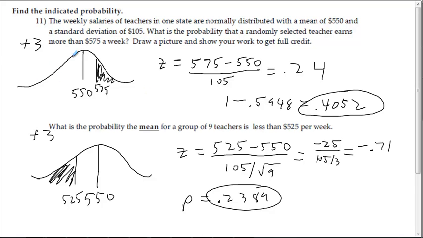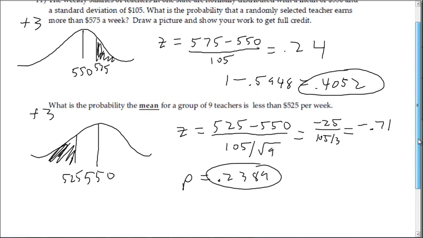On 11, we draw a picture. Teacher salary is normally distributed. Middle's at 550. Probability that somebody's over 575. So we just do our z-score, and you get 0.24. And if you look up 0.24 in your z-table, you get 0.5948, and we want area to the right, so we take 1 minus that. So it's almost a 41% chance that you would find somebody that makes over 575 a week.